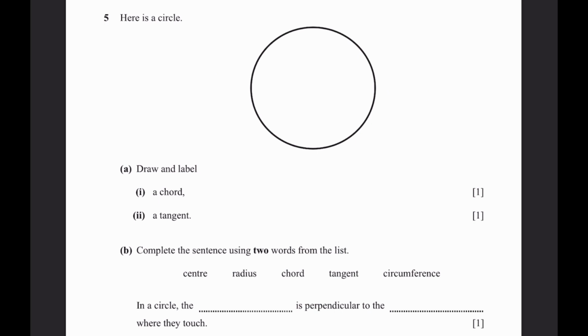Question 5. Here's a circle. A. Draw and label 1 a chord and 2 a tangent. A chord is a line which does not pass through the center of the circle, but then it connects 2 points on the circumference, like this. And the tangent is a line which only touches 1 point on the circle. And we can draw it like that. This is the tangent. This is the chord.